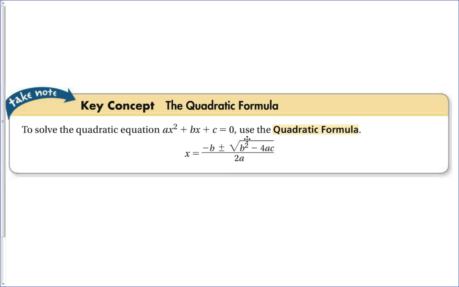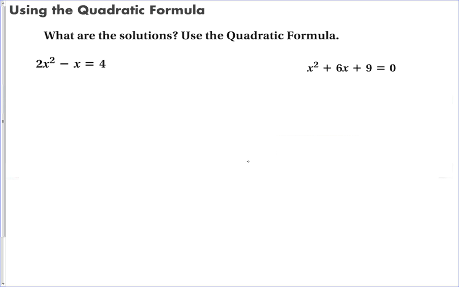And yes, you can write them as one, like we've been doing, say 6 plus or minus the square root of 11 or something like that. So you can write them as one answer by using the plus minus here. You don't have to write them as two. All right, so let's dive into using this thing.